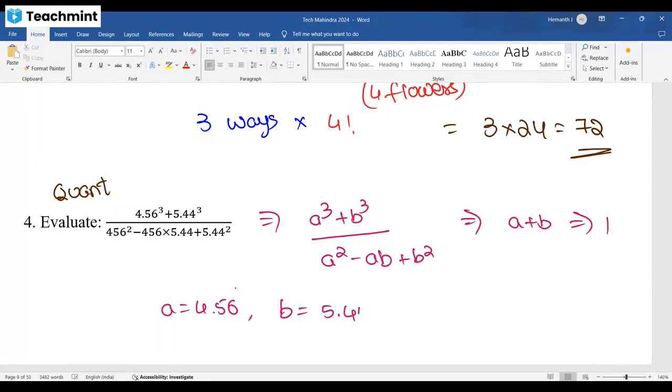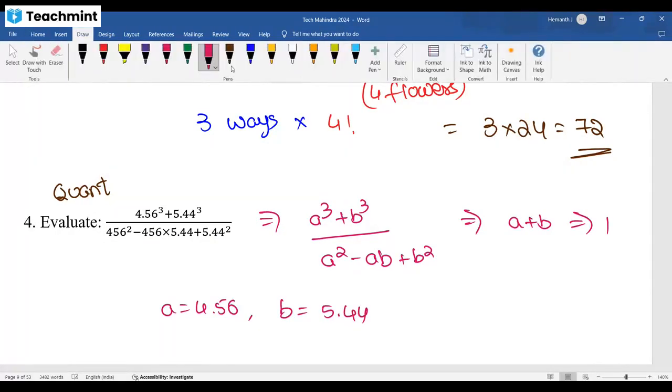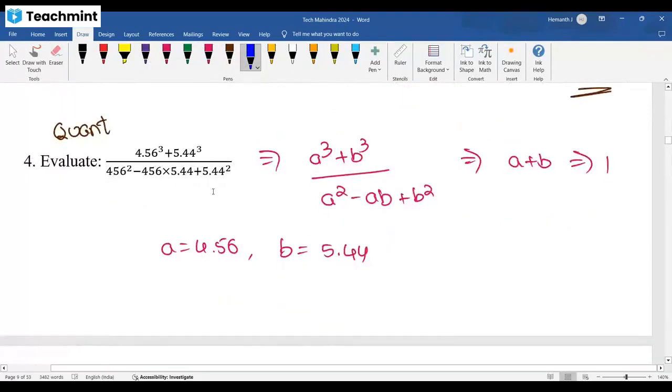So the questions are very much at this level only. If you focus and solve, things are very easy, right? If you got the answer, you can respond in the chat box.